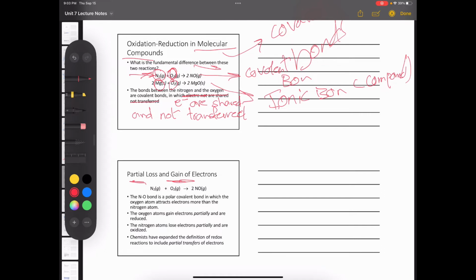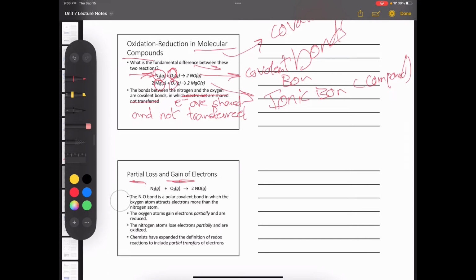Just like when we talked, if you remember, about something like water, right? With hydrogen and oxygen, a covalent compound, and we said there was a partial positive charge for the hydrogen and a partial negative charge for the oxygen. Same thing for the nitrogen oxide. For the nitrogen oxide, there is a partial gain and a partial loss of electrons. So not all the electrons are going to the oxygen, and not all the electrons the nitrogen is losing.